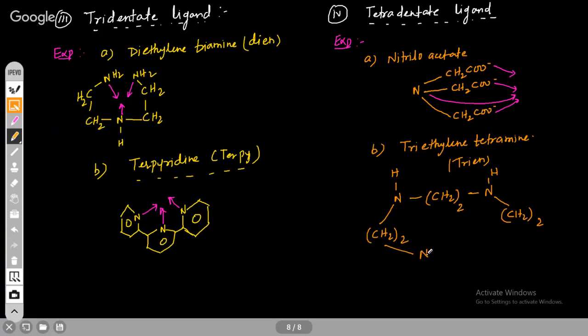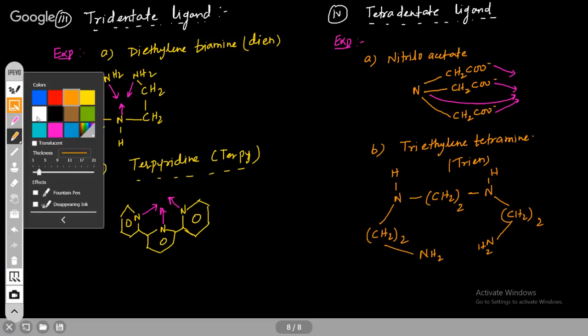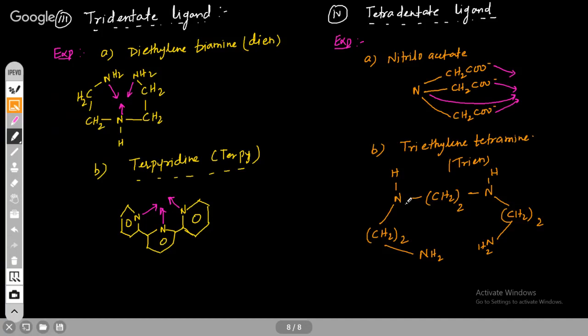Right? So hydrogen, NH2 I'll write like this. And with this carbon, there is another NH2 like this. So triethylene tetraamine, right? Donor atoms are what? Donor atoms are all the nitrogen. See, one is this, another one is this, next is this, and next is this. 4 donor atoms we have. Hence, the denticity is 4.